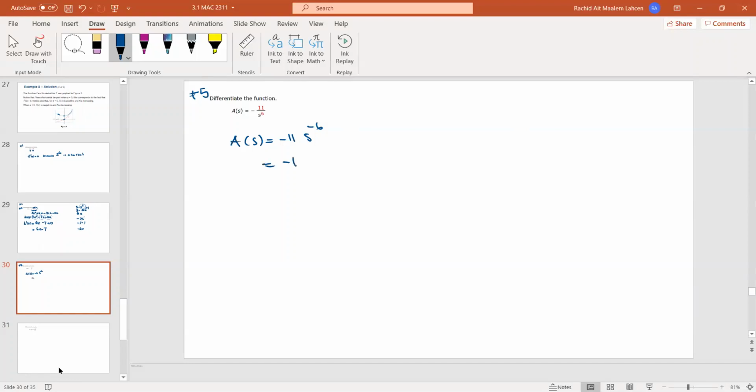Then we're going to say the c is negative 11. Now we need to do the derivative of this thing with respect to s. The variable is s. So the power rule says it's negative 6 times s to the power of whatever it is minus 1, right? So 66 s to the negative 7. And it'll be 66 over s^7.